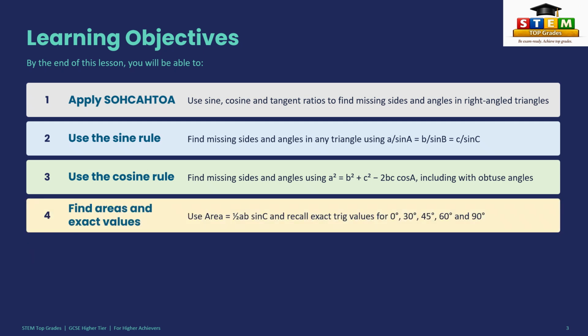Find areas and exact values. Use the area formula, which is equal to half ab sine C, and recall exact trigonometric values for 0, 30, 45, 60, and 90 degrees respectively.